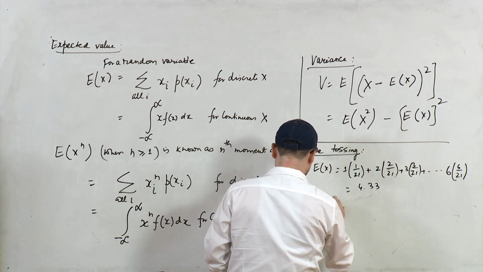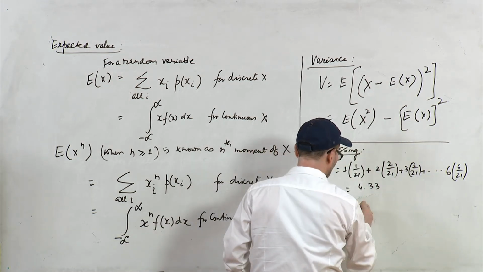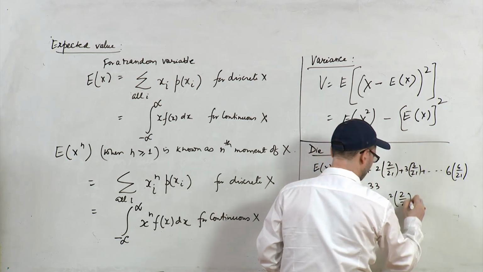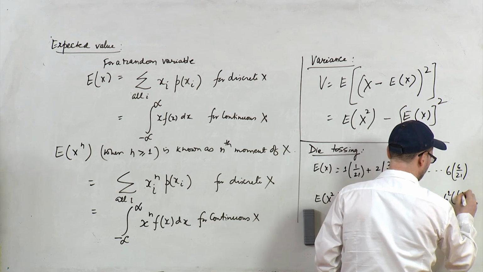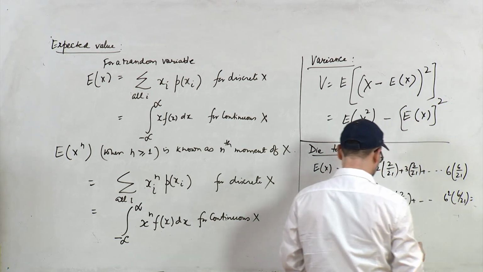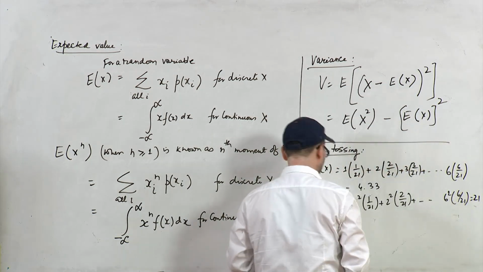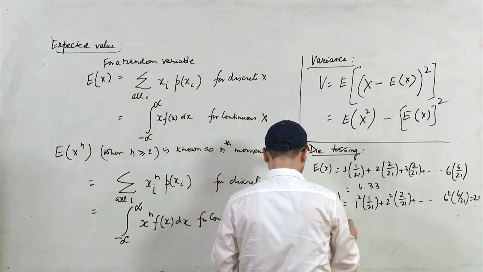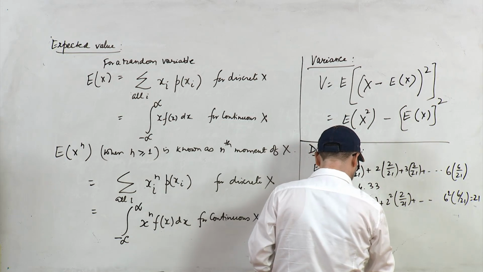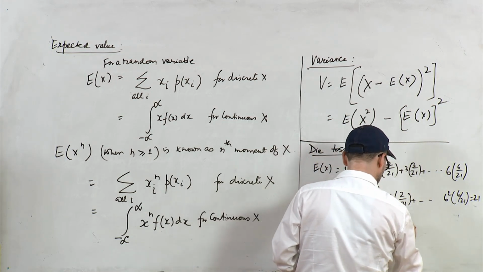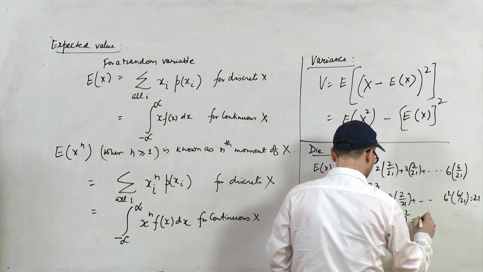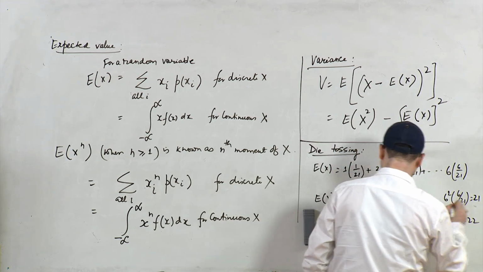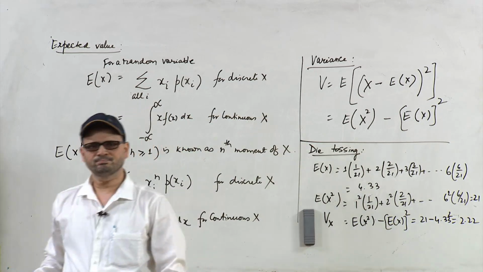Similarly, E[x^2] will come as 1 square times 1 by 21 plus 2 square times 2 by 21, that way 6 square times 6 by 21, and you can get it checked. If you find the variance V[x], it will be E[x^2] minus (E[x])^2. So, it will be 21 minus 4.33 square, which is 2.22. So, this way variance can be found.